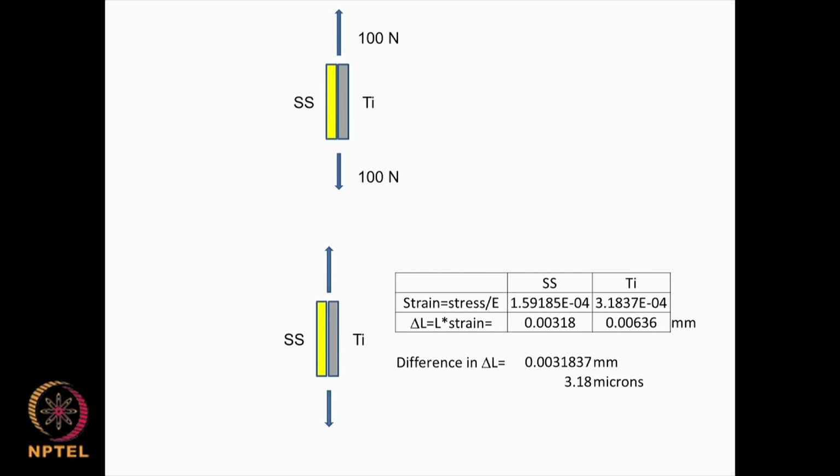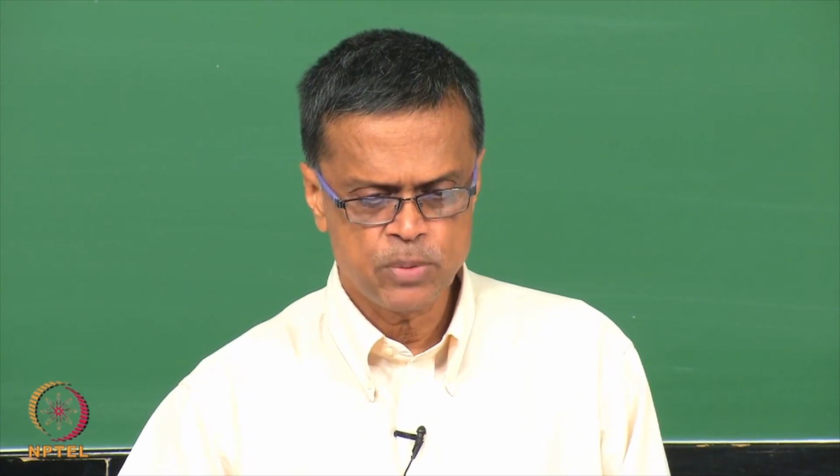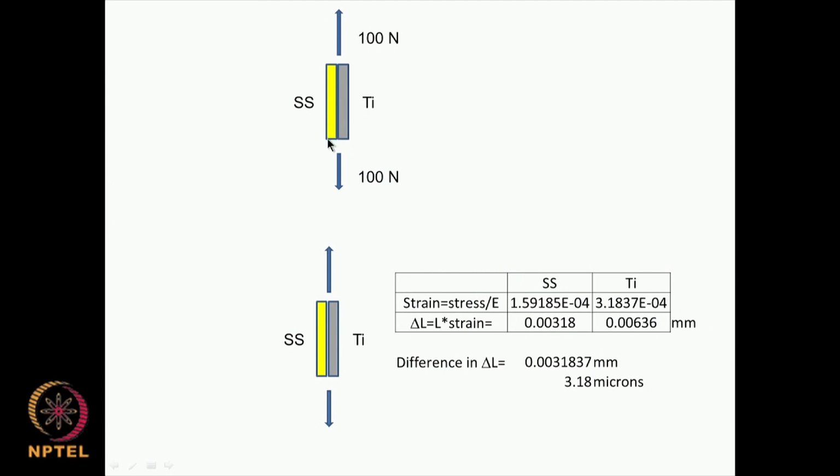So, if I have a biomaterial made up of a small rod of stainless steel and a rod of titanium, and I fuse it on the top here and the top here, and I place it inside the body, and that material is undergoing a tension. Although the tension is constant, titanium will get elongated slightly more than the stainless steel, and this difference could be 3 microns. So, this biomaterial is in big trouble.